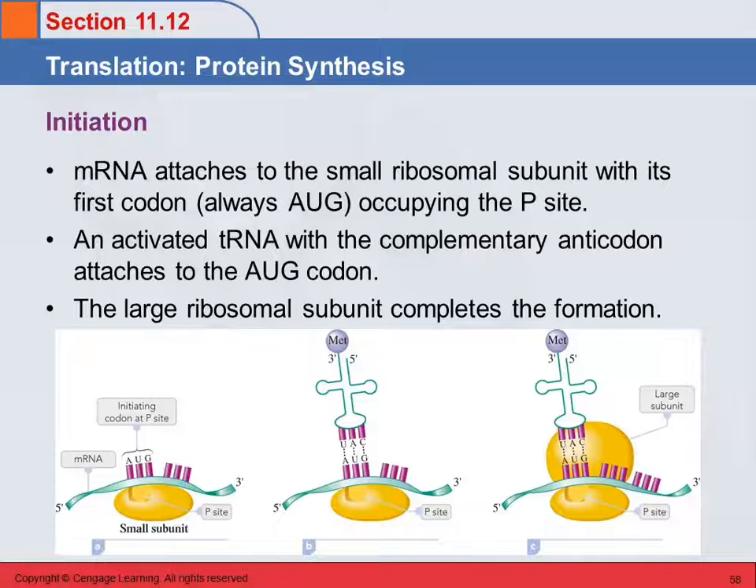So there's a couple of steps in this protein synthesis. I should stand over here, not blocking the screen.